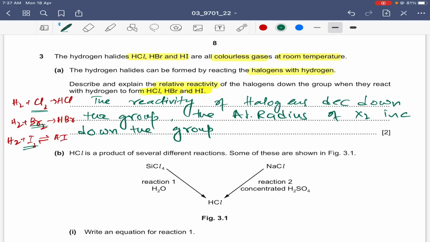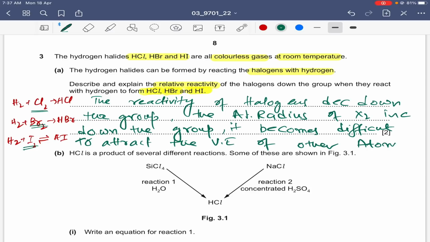Halogens are non-metals, and they form bonds by attracting the electrons of the other atom with which they are making bonds. But when the atomic radius increases, it becomes difficult to attract the valence electrons of other atoms. So that's why they get less reactive. Non-metals get less reactive down the group because their ability to gain electrons decreases as their atomic radii or number of shells increases.